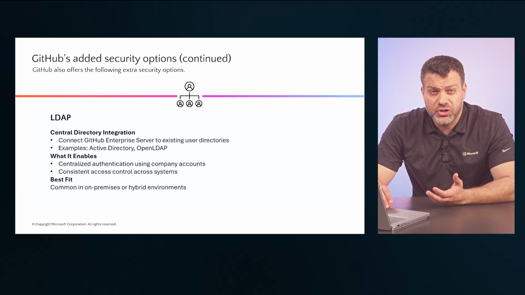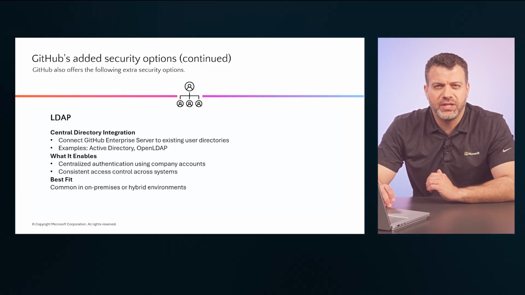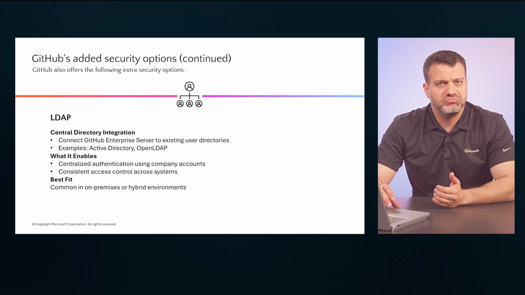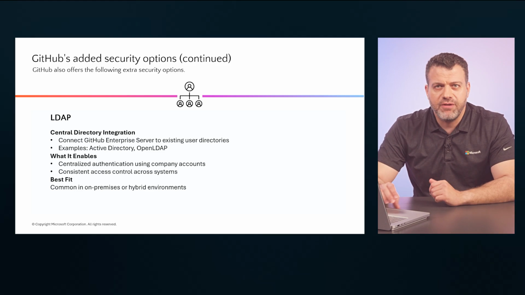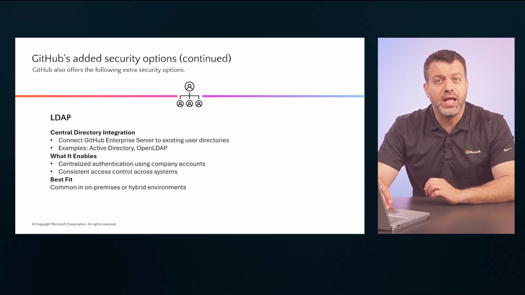Compared to SAML SSO, LDAP is more common in on-premises environments, while SAML SSO is more common in cloud-based identity systems, like Entra ID. So if you have Entra ID, you're going to use SAML SSO. If you have an on-premises environment, you're most probably going to be using LDAP.